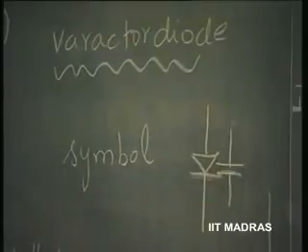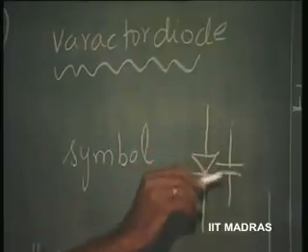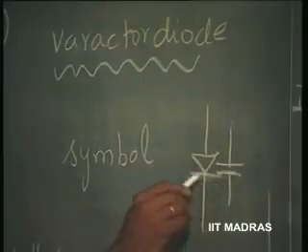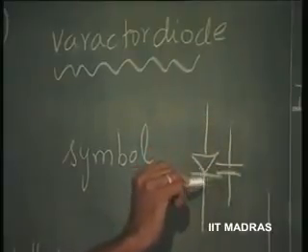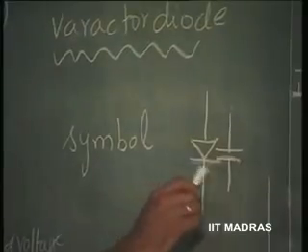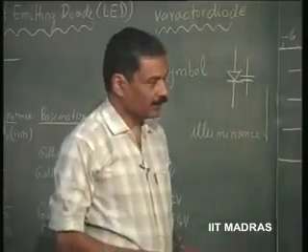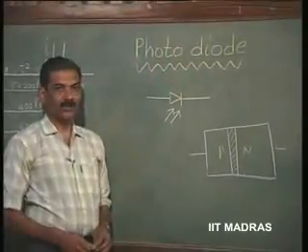So, continuing with our discussion on special diodes, Varactor diode, the symbol is that of the ordinary diode with the capacitor put alongside. Sometimes the capacitor is put at this point also. Either the capacitor is put alongside the diode or along with the diode here in line with this diode. So, that is the symbol for the Varactor diode. Now, let us consider another important diode which is called photodiode.